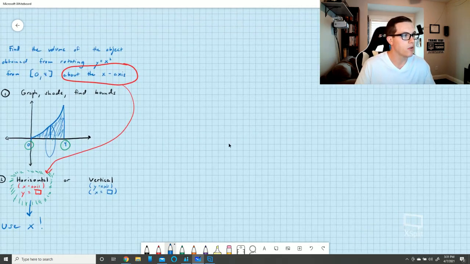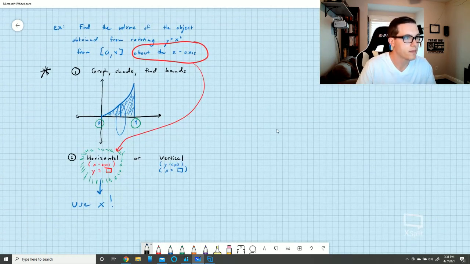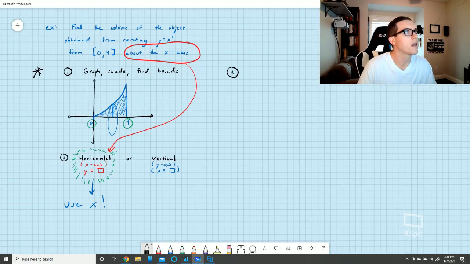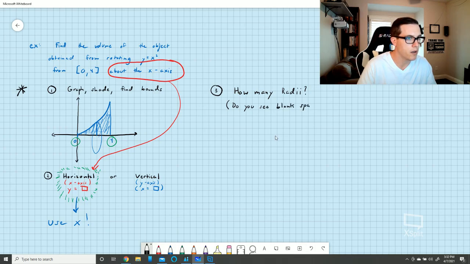So then I say step 3 is this very important question. Step 3 is going to be how many radii? And the question to really ask yourself is, do you see blank space? Now, let me explain to you what that means. We're rotating across the x-axis.